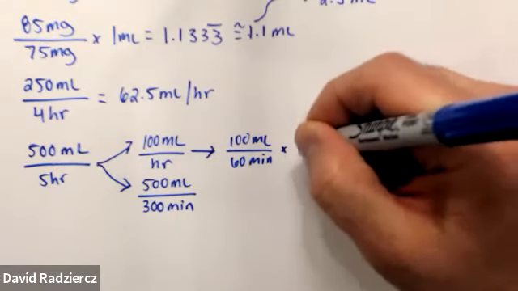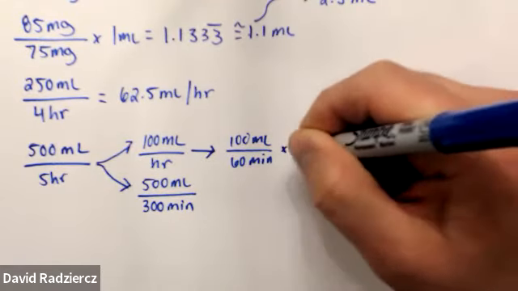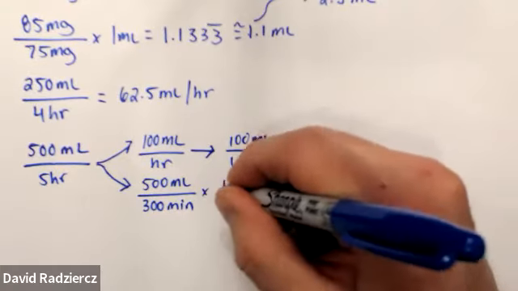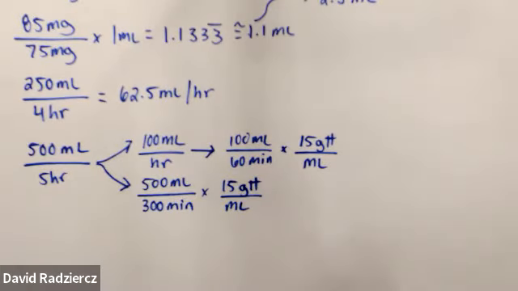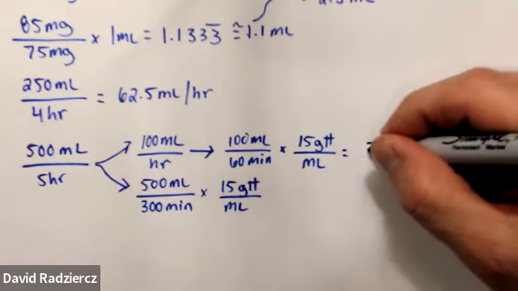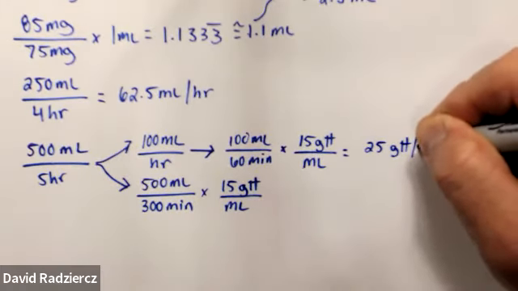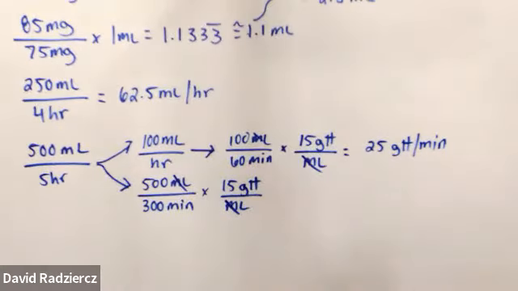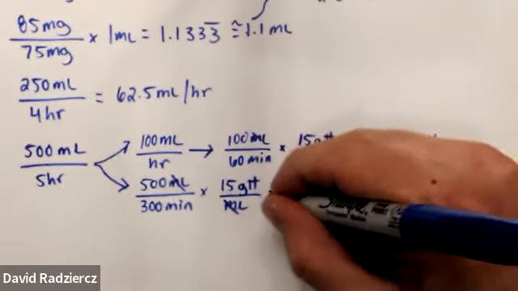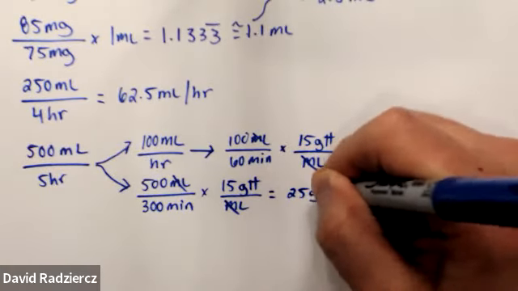Multiply by the drop factor, which was 15. So 100 times 15 divided by 60 will give me 25 drops per minute. 500 times 15 divided by 300 will also give me 25 drops per minute.